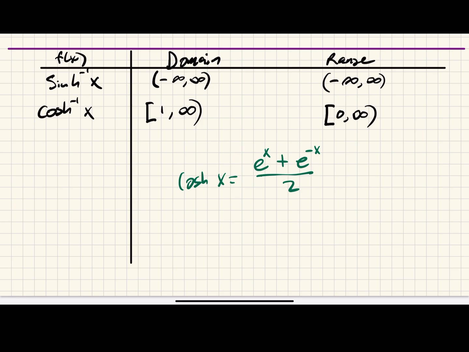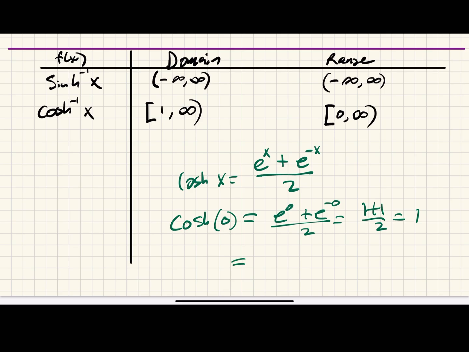Okay, so now let's see. If I was to put 0 in for x here, the hyperbolic cosine of 0 would be e to the 0 plus e to the minus 0 over 2. Well, that's just 1 plus 1 over 2. That's 1, right? Let's put something other than 0 in there. Let's put 1 in there.